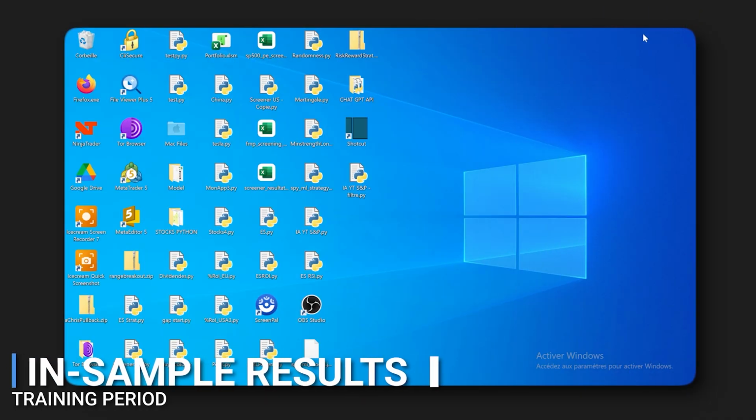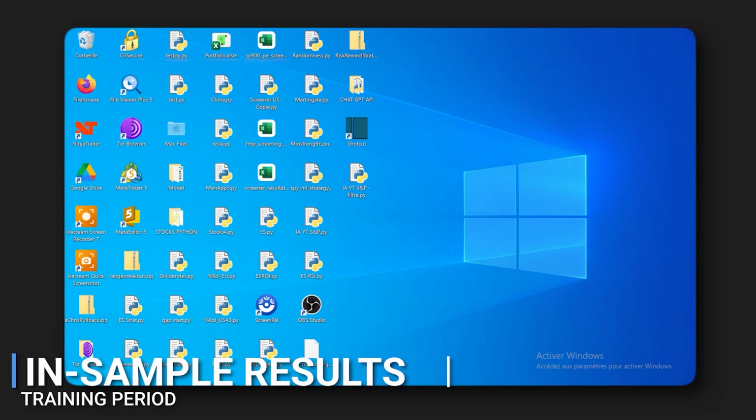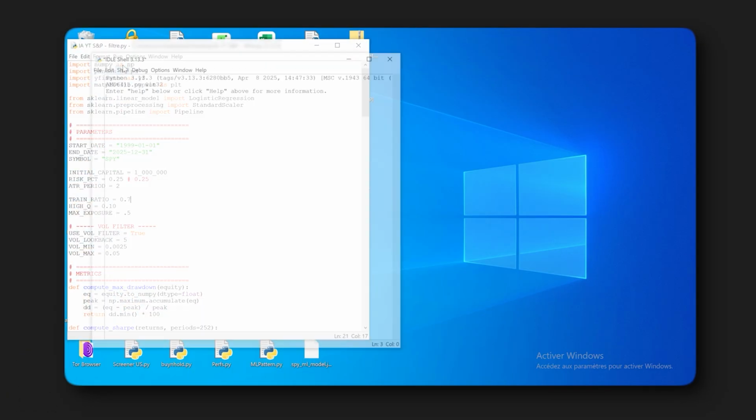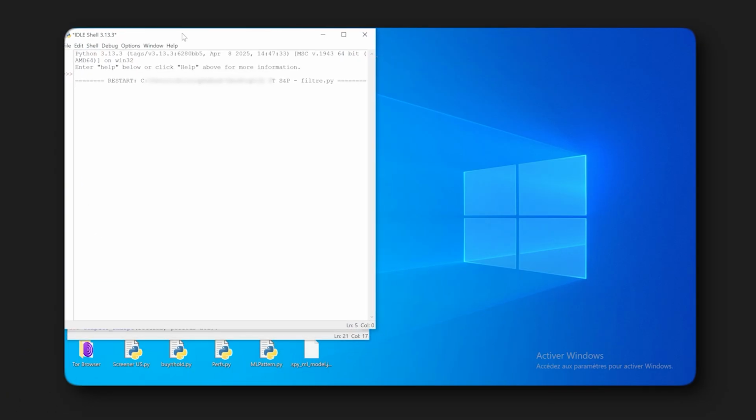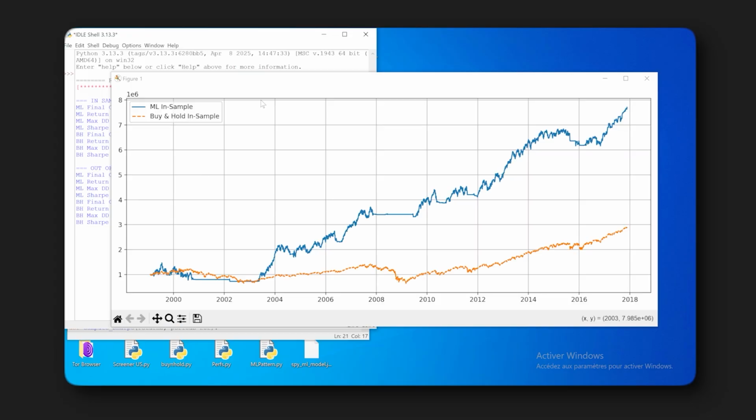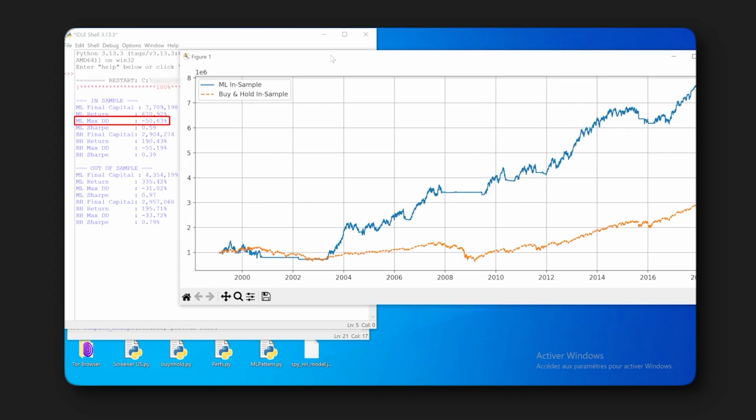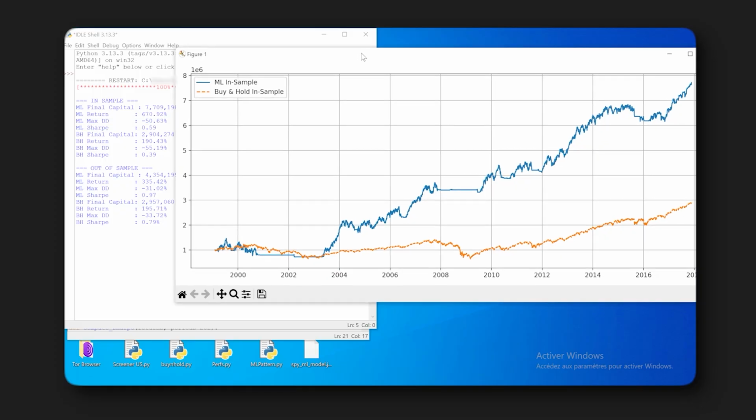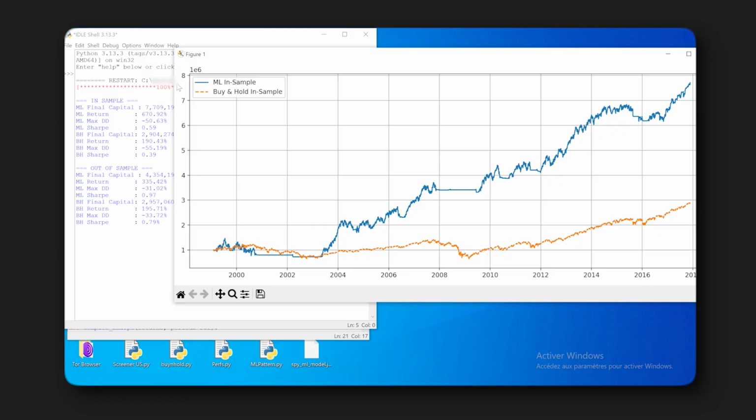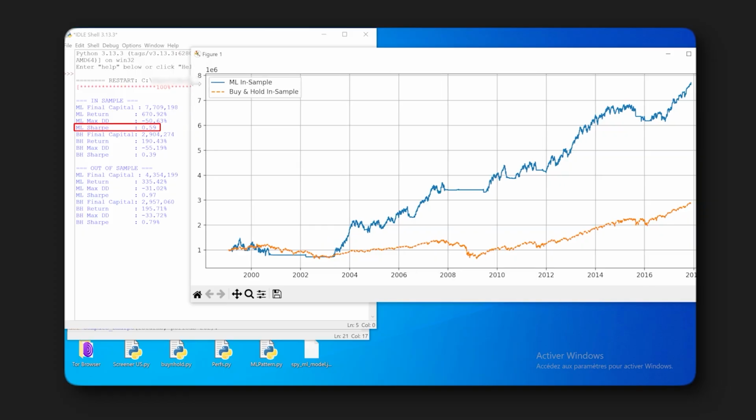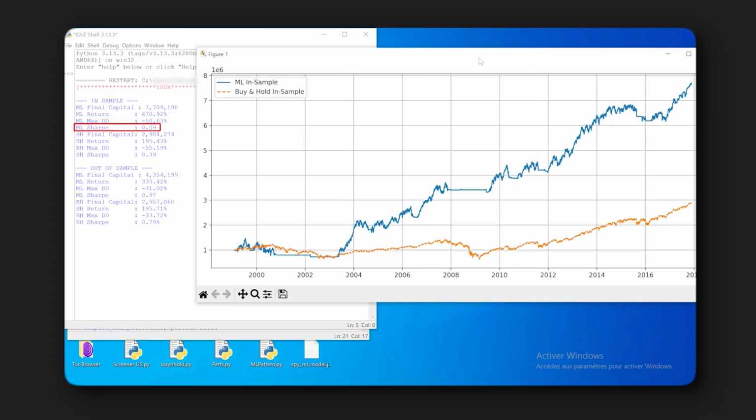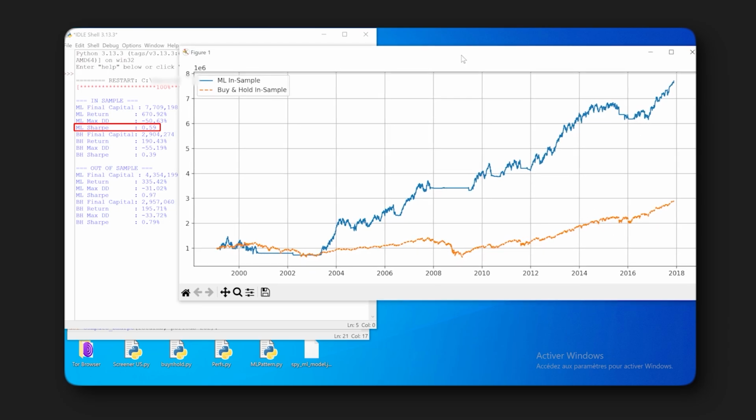In-sample results. Training period. Let's now look at the in-sample results. During the training period, the model grows $1 million into roughly 7.7 million. That's about a 670% return, compared to around 190% for a buy and hold strategy. However, maximum drawdown reaches approximately 50%. This tells us something important. The model is aggressive when conditions are favorable, and it accepts volatility during training. The Sharpe ratio is around 0.6. Better than the market, but not suspiciously high.